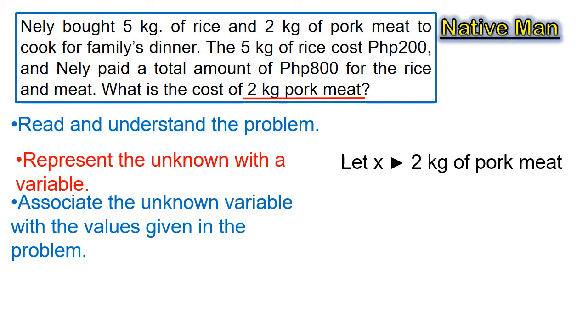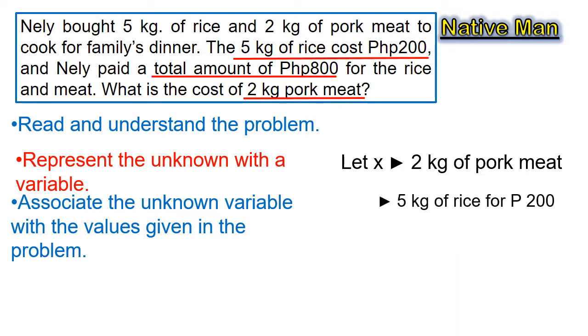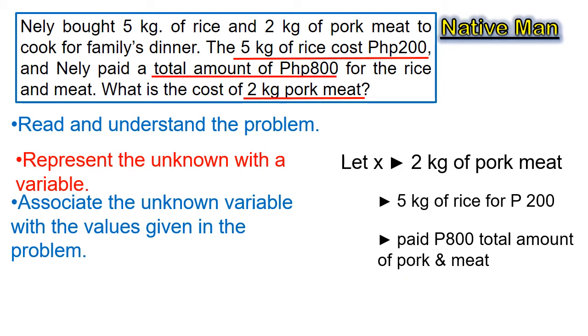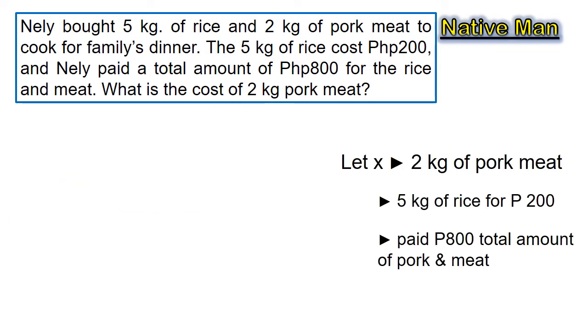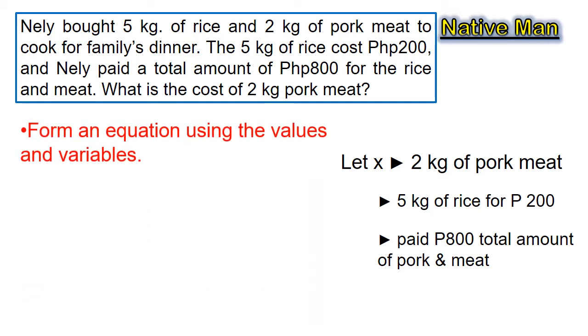Next step, associate the unknown variable with the values given in the problem. Okay, so what are the other given? Okay, the given is 5 kg of rice cost 200 pesos. And the other one is the total amount Nelly paid, which is 800 pesos for pork and meat. Okay, after we identify the given and unknown in the problem, we form an equation using the values and variables.